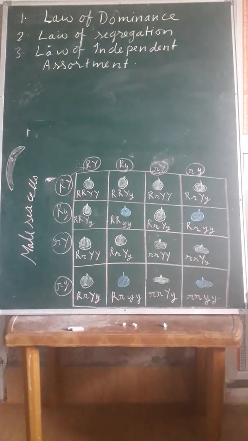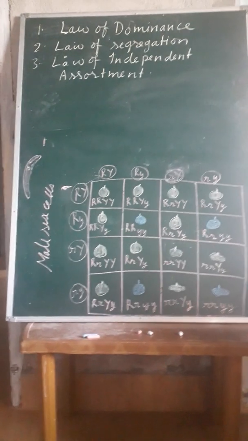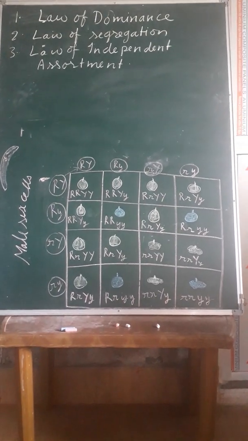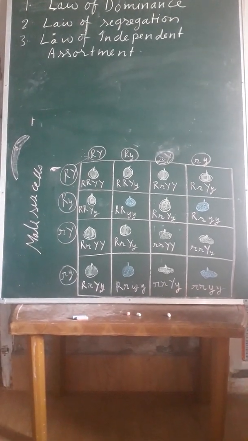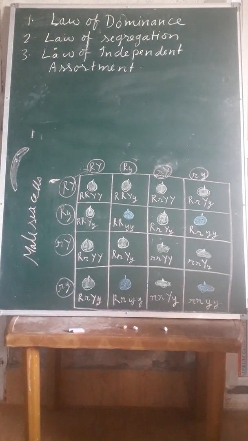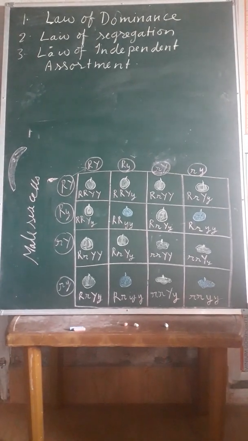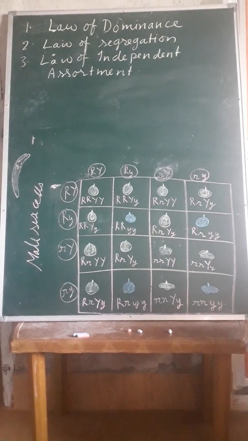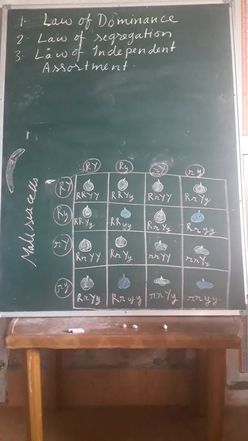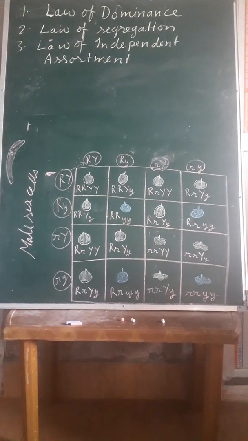Next is the law of segregation. In that, two members of a pair of factors separate during the formation of gametes. They do not mix, but they get segregated into different gametes. The gametes combine together by random fusion for zygote formation. This is known as the law of segregation.